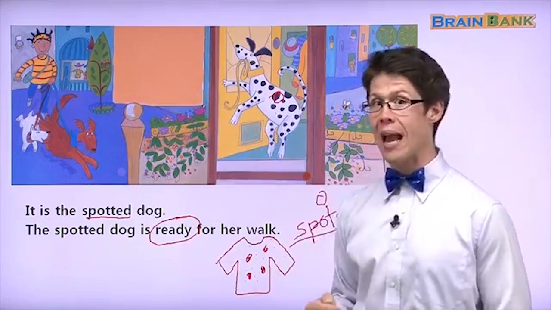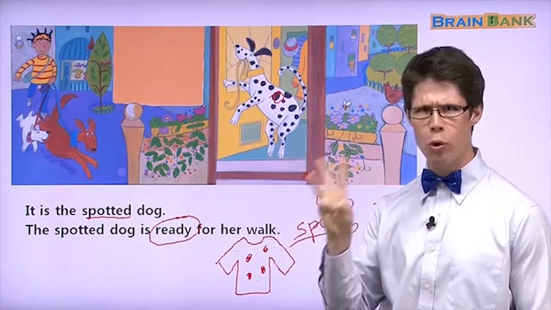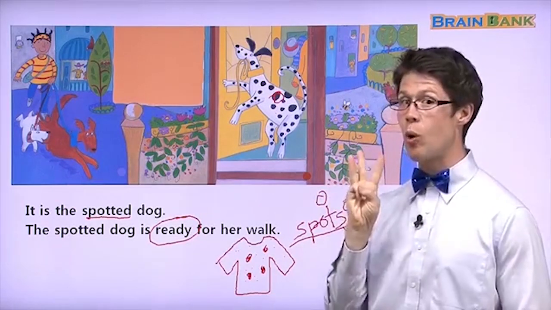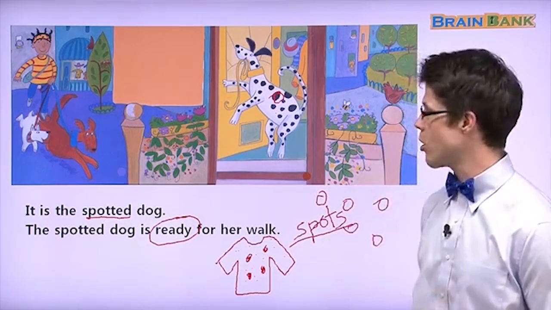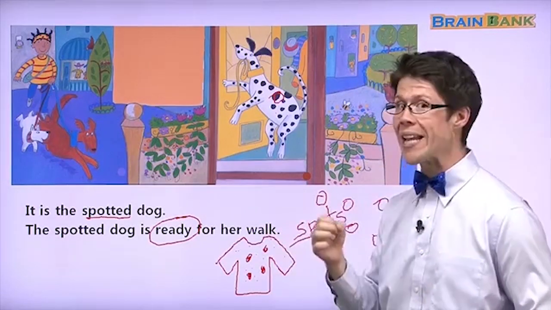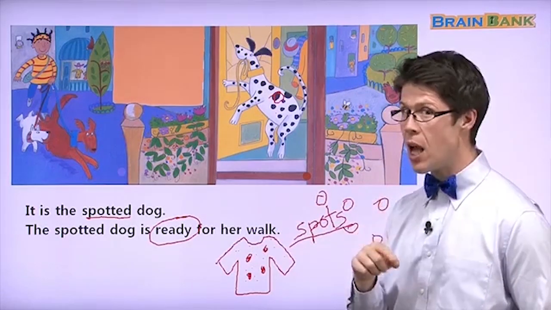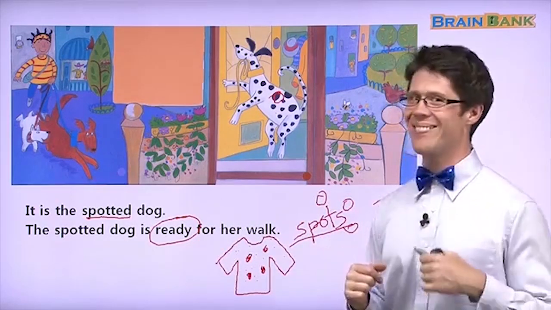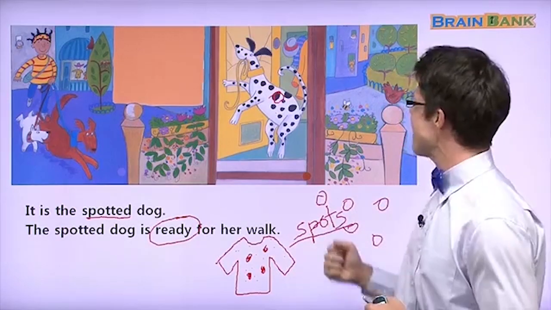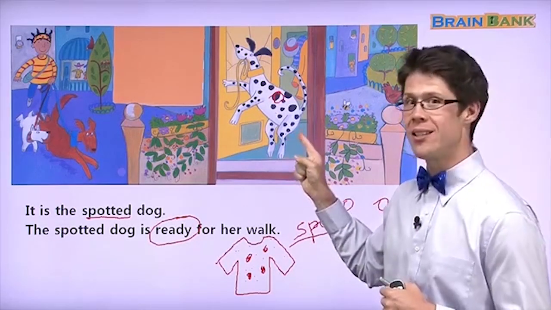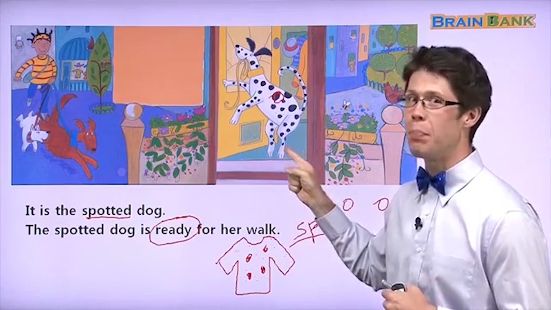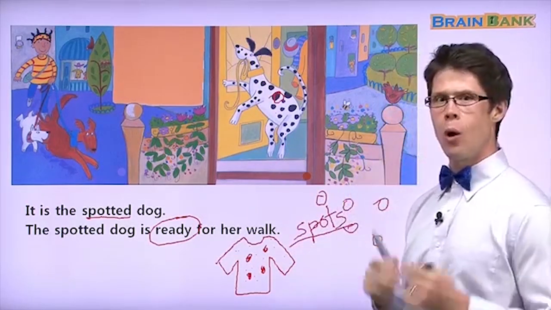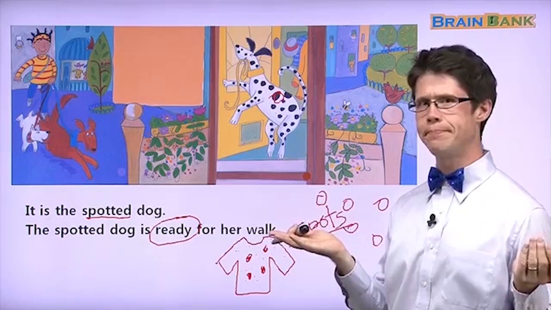All right. Now, the dog walker has how many dogs? 1, 2, or 3? 3? Terrific. Yes, the dog walker has 3 dogs. The dog walker has a little white dog, a big red dog, very good, and a spotted dog. Yes, the dog walker has 3 dogs. What will they do now?